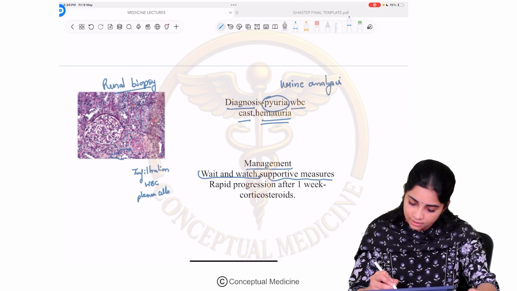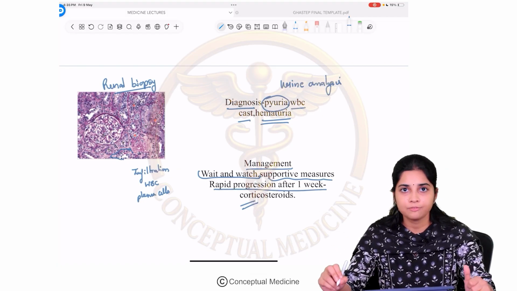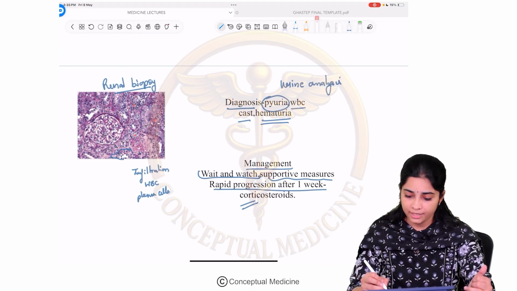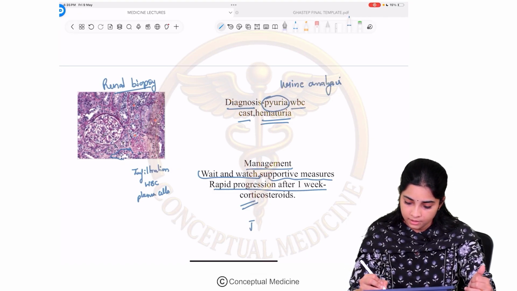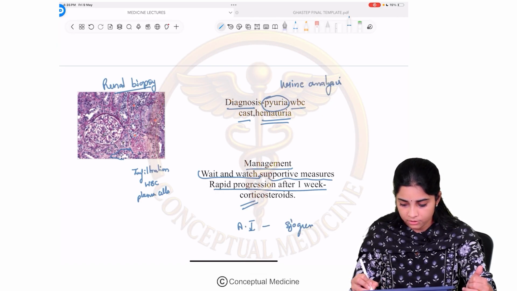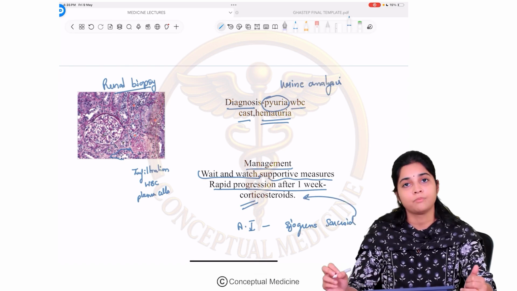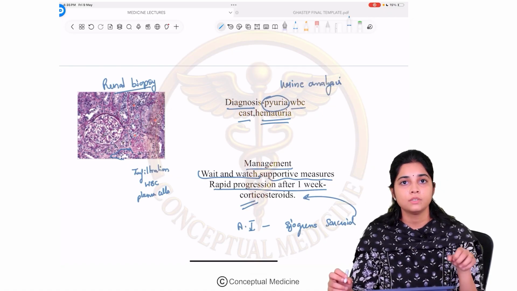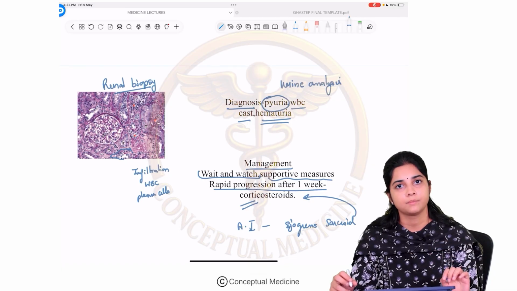But many a times, despite 1 week, if you are having rapid progression of the disease, you have to give corticosteroids to bring down the inflammation. Also, in many cases of AIN which is associated with autoimmune disorders like how we had seen, which is your Sjogren's or sarcoid or IgG4, then you directly give upfront steroids. So this is about your AIN, your allergic interstitial nephritis.